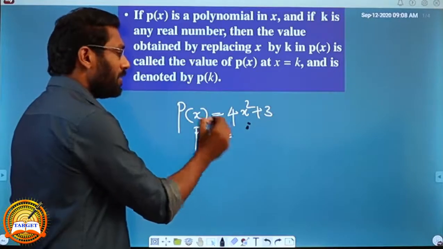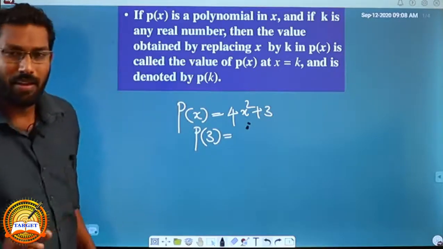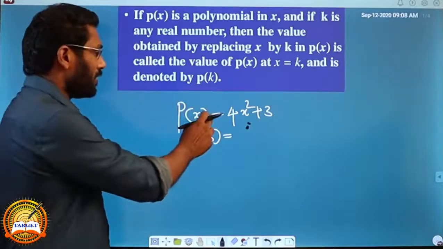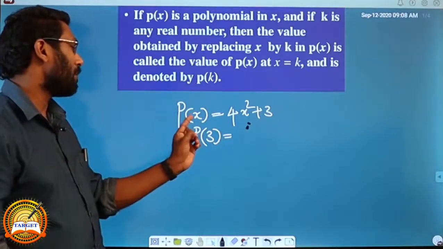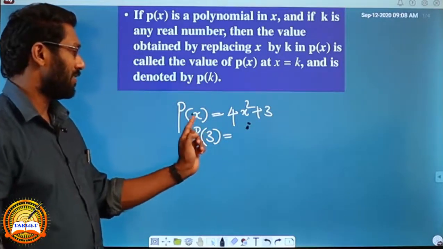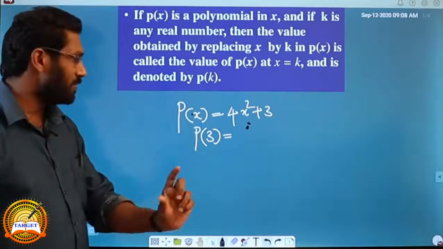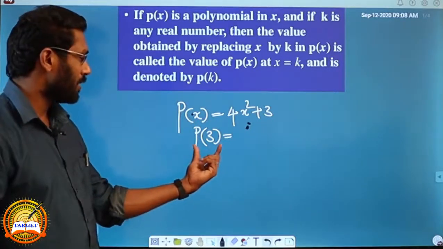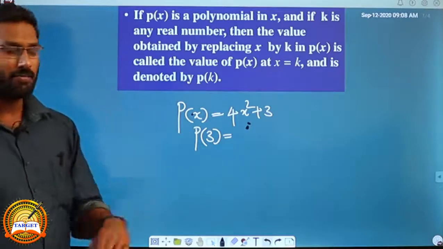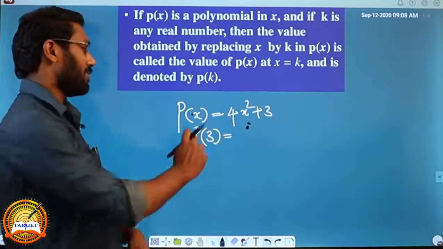What is p of 3? P of 3 is the value of this polynomial when we replace x by 3. If we are replacing the variable x by 3, we will be getting the value of this polynomial and it is denoted as p of 3, and we can find p of 3 like this.